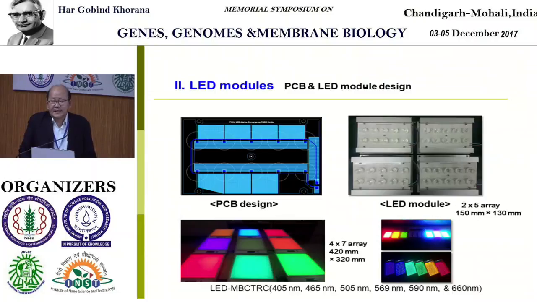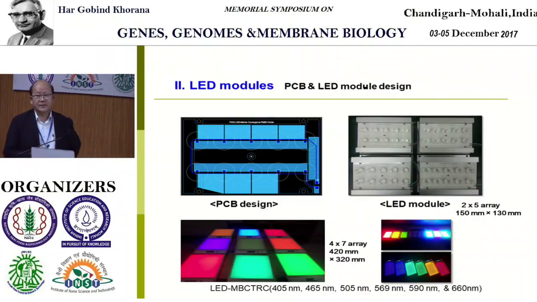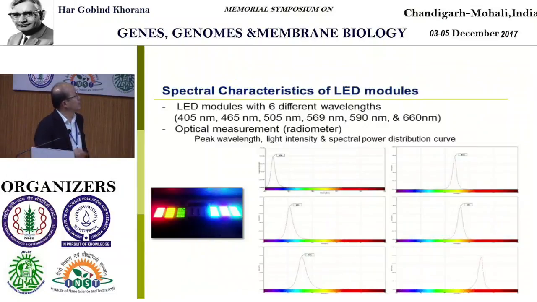Then, in order to examine the effect of light of specific wavelengths, we constructed the LED module system. With help from the LED Marine Biology Convergence Center in our school, we made a custom-design LED system with different arrays and different sizes. This is the module LED system we constructed with different wavelengths. For example, here we covered the wavelengths from 405 to 660 with more or less similar intervals, so we can examine the effect of specific wavelengths by using this.